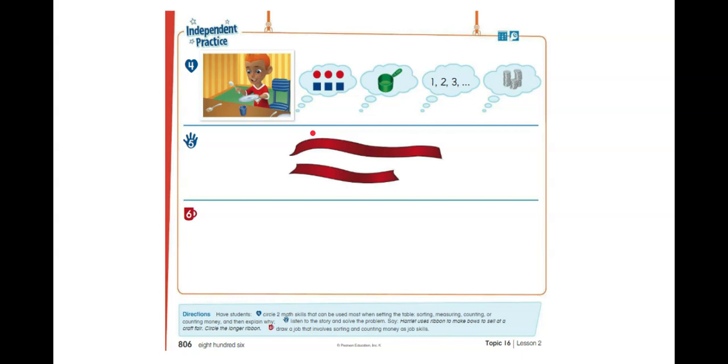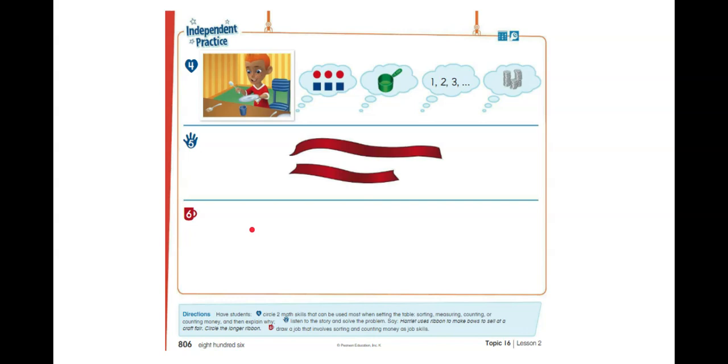And the final problem for this was number 6. This one you're going to use your imagination. Draw a job that involves sorting and counting money as a job skill. What kind of job could you draw that involves sorting, putting things in the right group, and then counting money? So think about that, get creative.